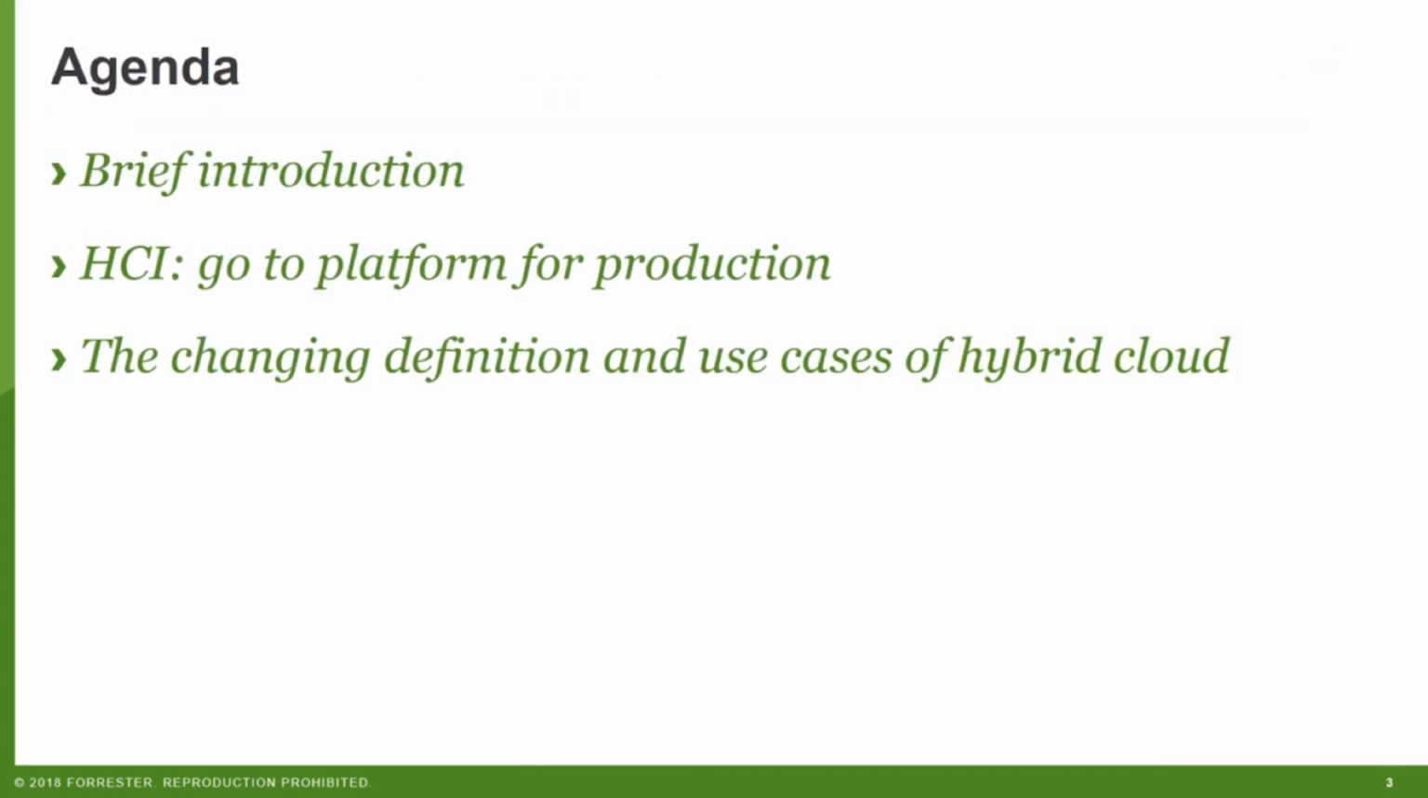So my section is going to be fairly brief. I'm going to give a very quick introduction on who I am and why you should hopefully listen. We're going to talk about hyperconverged infrastructure and how it's gone from being a platform for a couple of applications and test use cases to the go-to platform for most of production. And we have a lot of data that clearly backs that up. And then finally, the changing definition and use cases of hybrid cloud. Everyone has a different approach to what hybrid cloud actually means. We're going to go into that, as well as what people are actually doing with it today versus in the past.